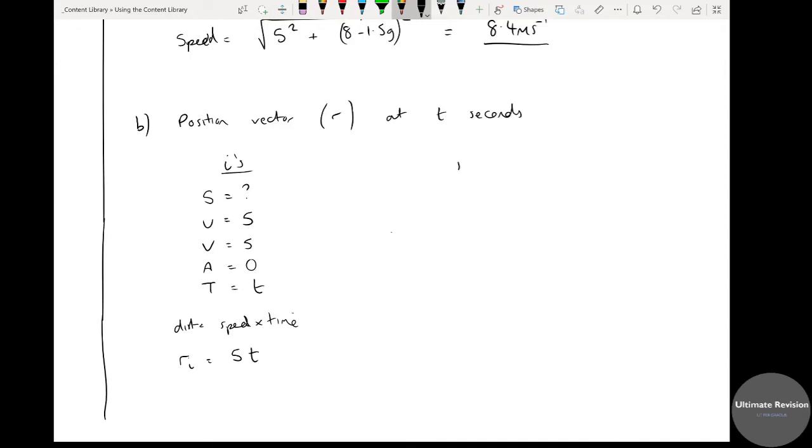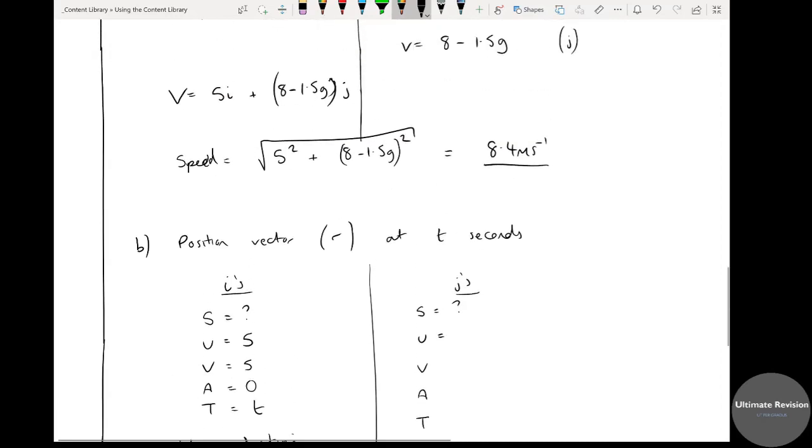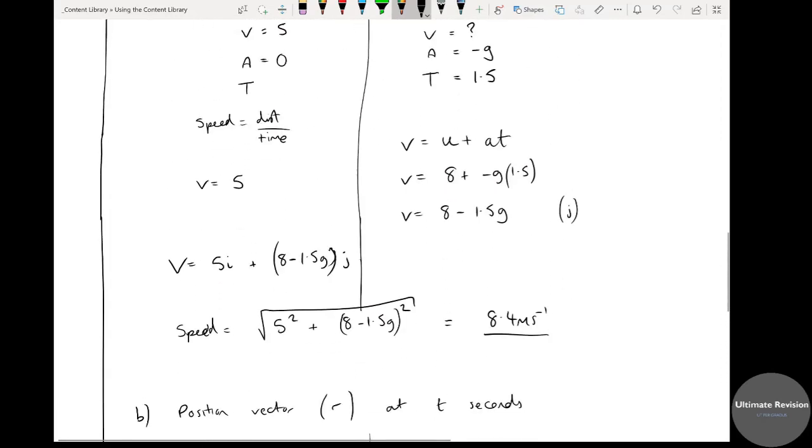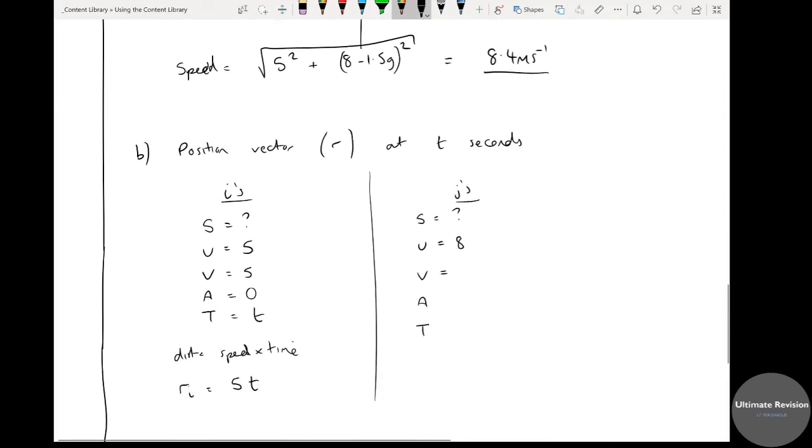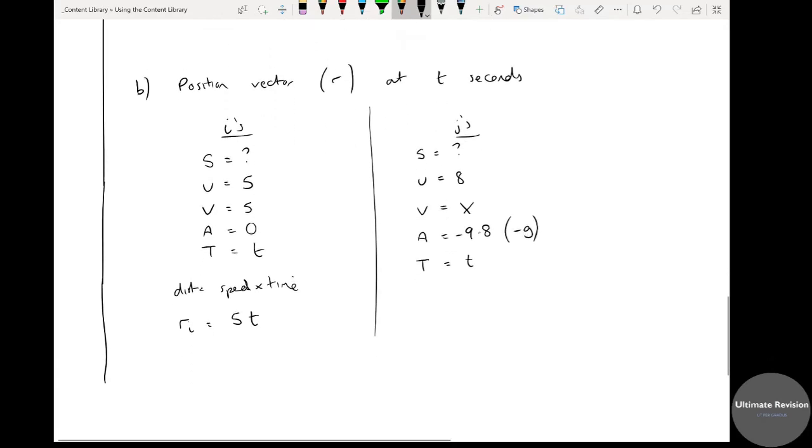Okay. Now, if we look at the J's, again we're trying to work out S because it's a position vector. U, if you just remind me, U was 8. V, this is at time t, so we don't know what V is in this case. Acceleration is minus 9.8. And the time is t again. So I'm just going to call that minus g actually, just for some consistency.